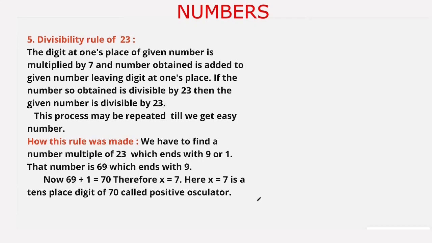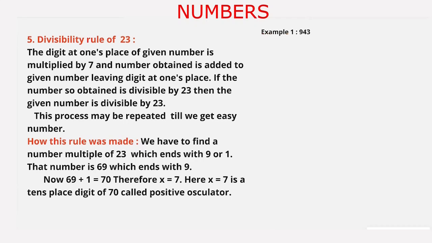multiplying the last digit by 7, and as we are having 69 plus 1, here the plus sign is there, therefore we add the number so obtained after multiplying the ones place digit by 7 to the remaining part of the given number. You will learn this by example.